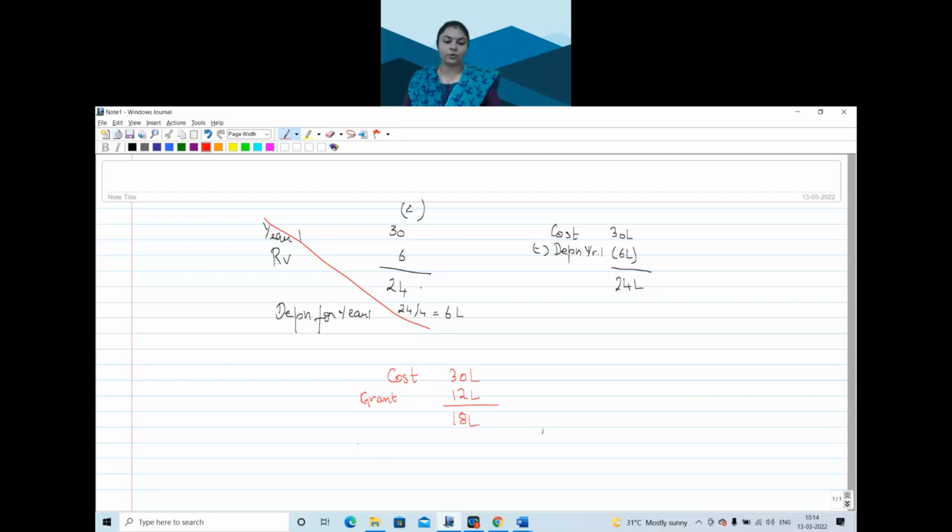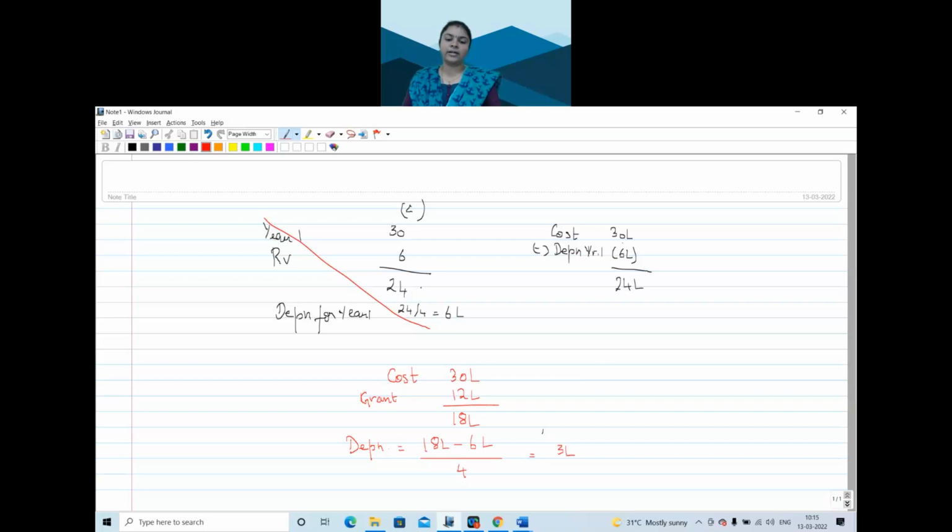Now go ahead and calculate. Depreciation is going to be 18 lakhs minus residual value of 6 lakhs, divided by useful life of 4 years. So 18 minus 6 is 12. 12 divided by 4. Depreciation for year 1 would be 3 lakhs.